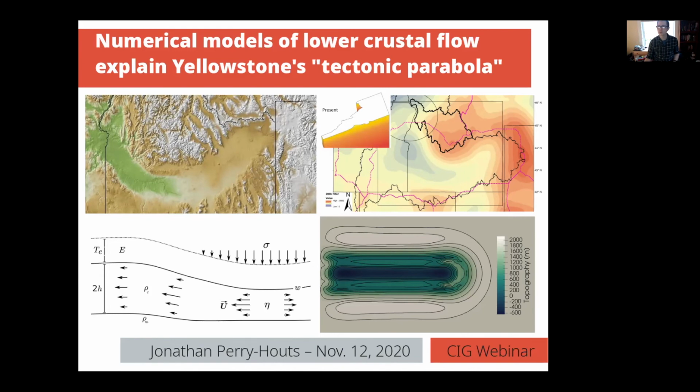So I'm going to be talking today about some numerical models of crustal flow, specifically in the context of Yellowstone and Yellowstone's tectonic parabola. But this story involves two components, and I'm going to jump from talking about Yellowstone to talking about Oregon for a little bit in the middle of the talk. I normally hate it when people do that, but if I explain ahead of time that that's going to happen, hopefully I won't lose people during that transition.